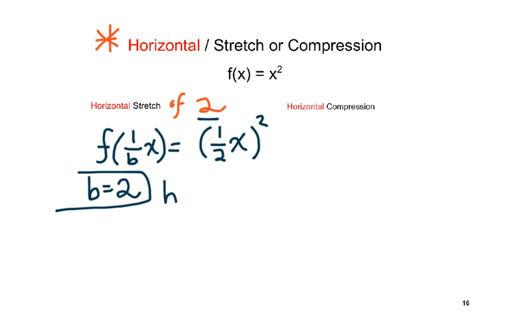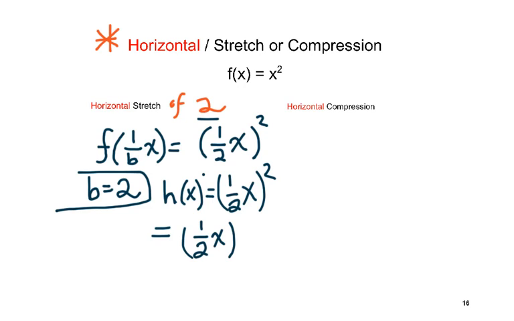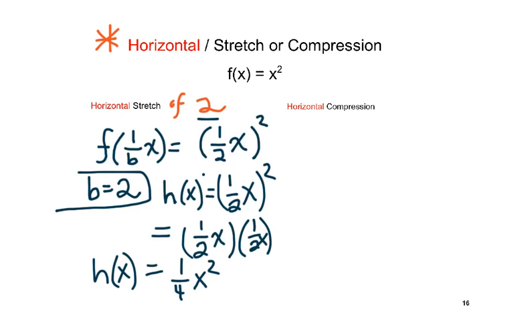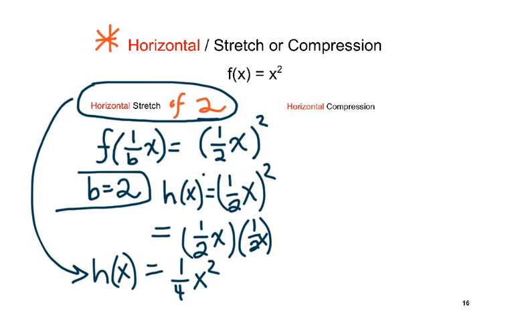Now, let's define this function as, say, h of x. And that's going to equal 1/2 x squared. Well, we have to do the math. We have to simplify this. This is 1/2 x times 1/2 x, which is equal to 1/4 x squared. So we have a new function, which is a horizontal stretch of 2 of f of x, and it is h of x, just like that.